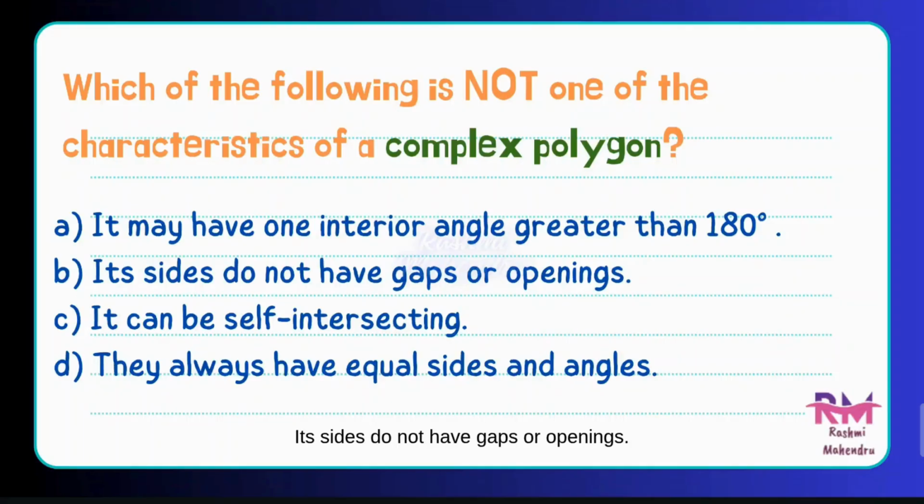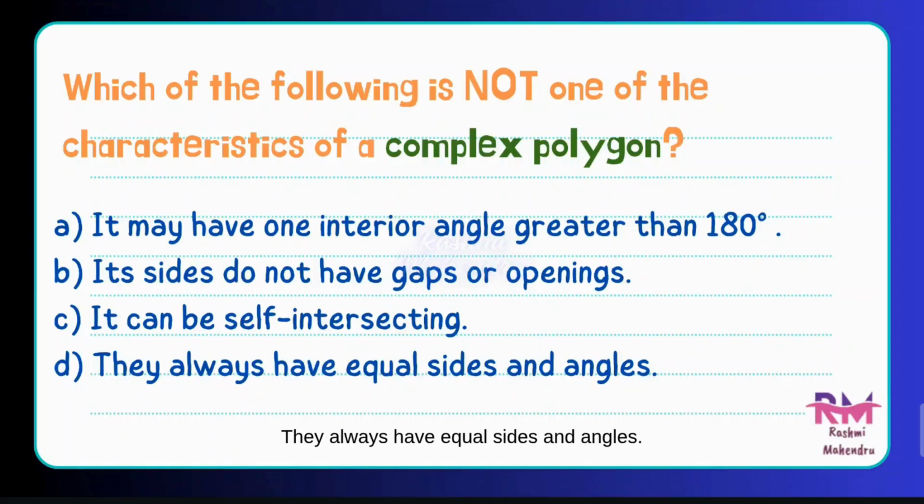Its sides do not have gaps or openings. Well, this is a basic criterion for any shape to be a polygon. There shouldn't be any gaps, there shouldn't be any openings. It has to be a closed two-dimensional shape. It can be self-intersecting. Complex polygons are self-intersecting.